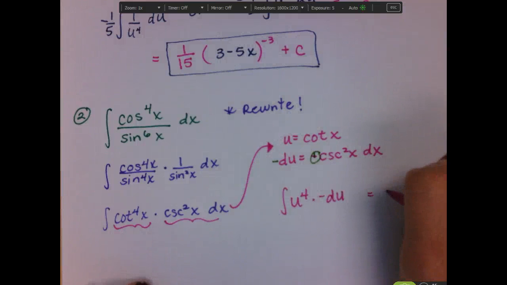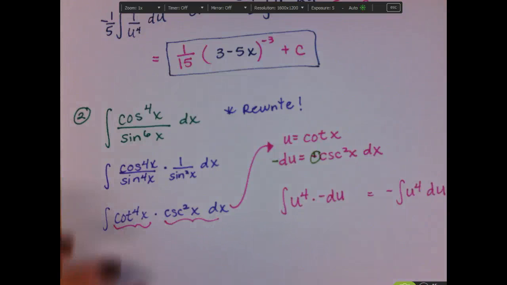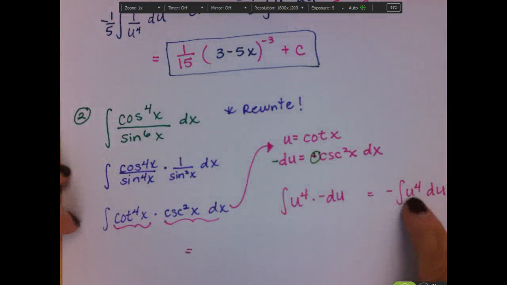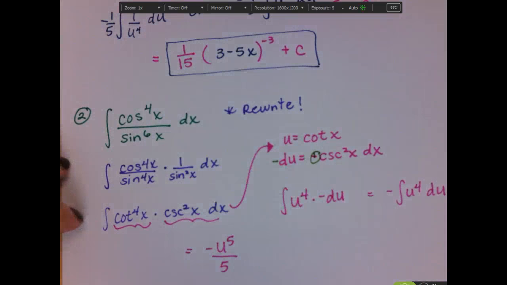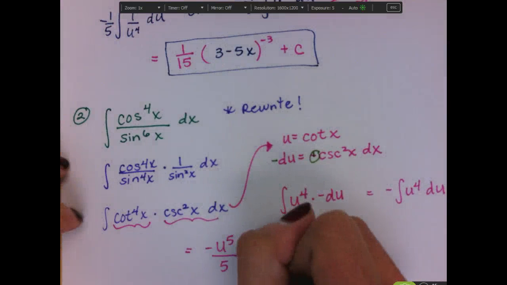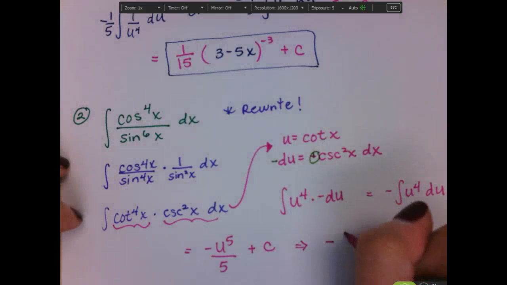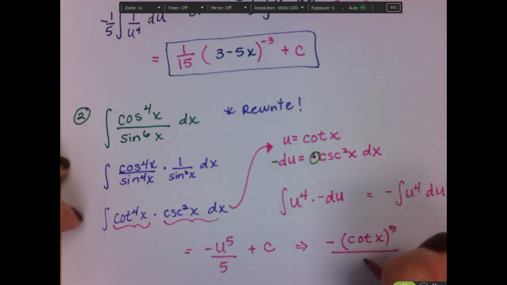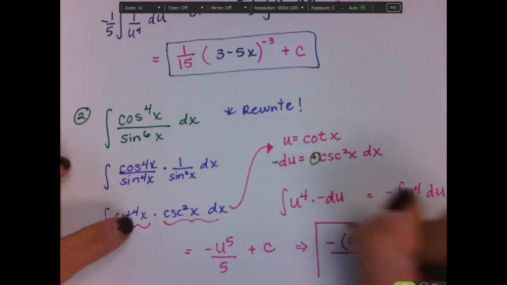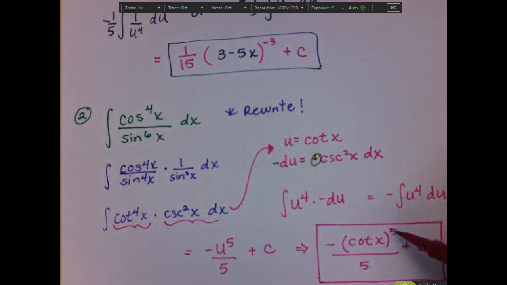Alright, so I can pull that negative out front, and then I can integrate once again. So if I add 1 to the power, that'll be u to the fifth over 5 multiplied by the constant and add c. Let's reintroduce what we substituted. And here's one form of the answer that would be acceptable. Typically this 5 here would be written on the inside, but it means the same thing.